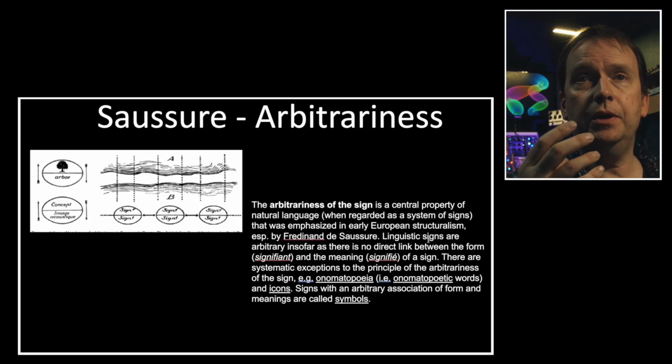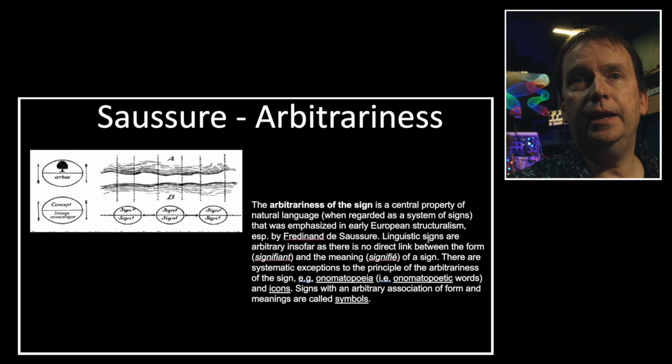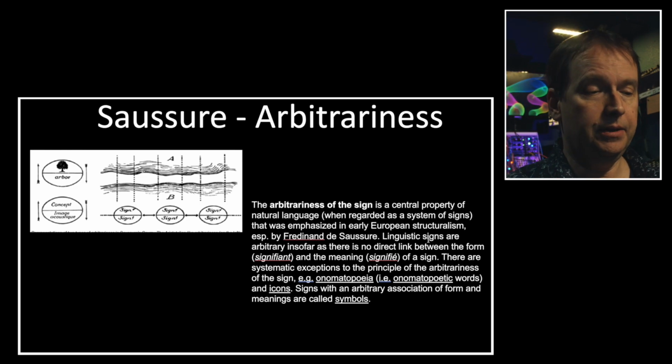Now, there are exceptions to this, and we can think of words like quack or other forms of onomatopoeia, where you're basically trying to represent in the sound that you're making the sound that you are trying to represent from, say, another species or animal.